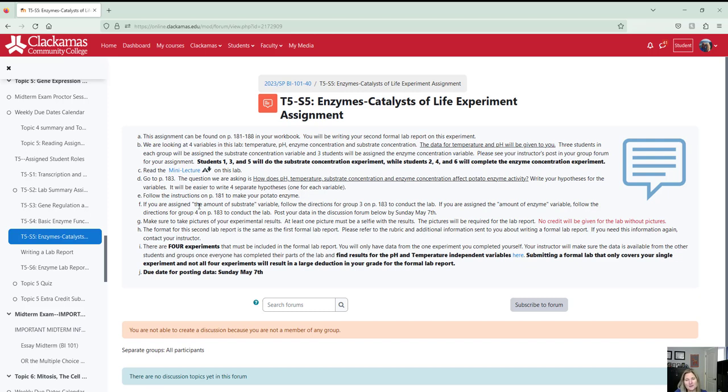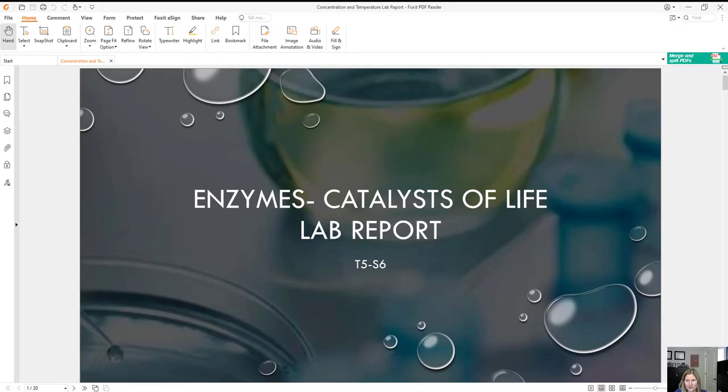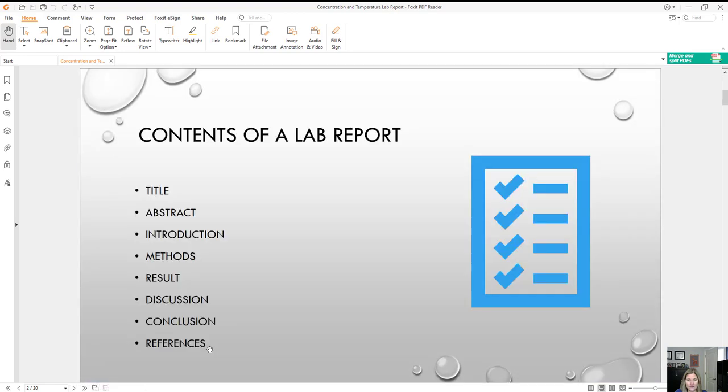So with this particular lab setup, we're going to take a look at this question. I'm going to go ahead and bring up our PowerPoint. The name of the lab that this is on is the Enzymes Catalysts of Life Lab Report. So let's take a look at the lab report.